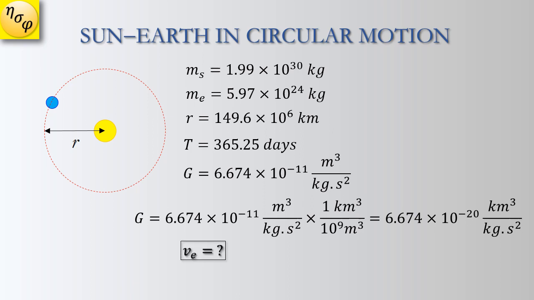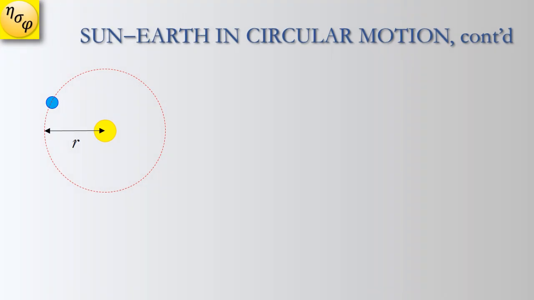Using these 5 parameters, can we calculate the average speed of the Earth, or VE? I present 2 methods to calculate VE. Please pause the video now and try to find the solution by yourself first.